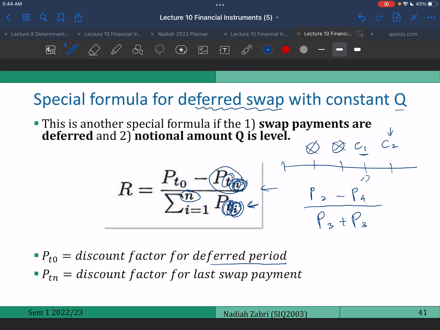So it's like this. This one is the timing of the period that doesn't have payment. So P_t0, the 0 means the timing of the period that doesn't have payment. So this one is 2. So that's why it's 2 here. Okay, don't be confused with these notations. Once you write this all down, you will get your R.